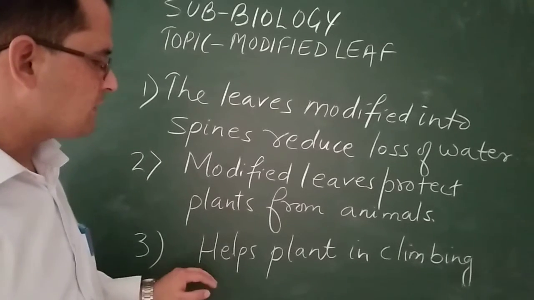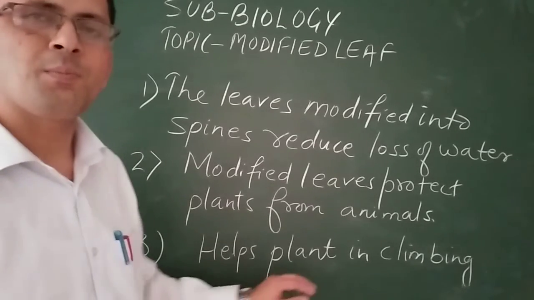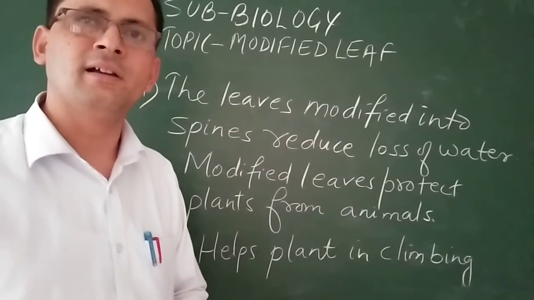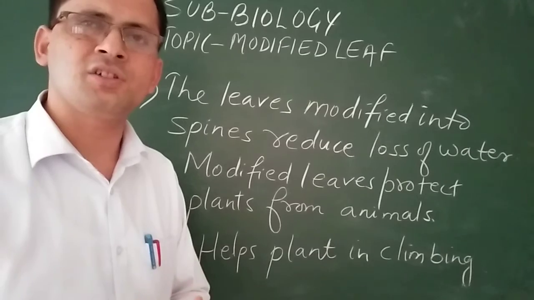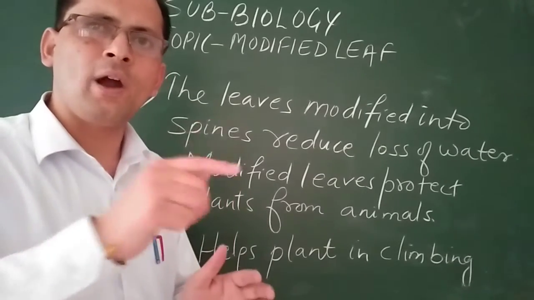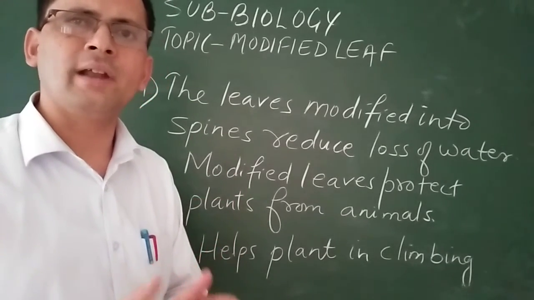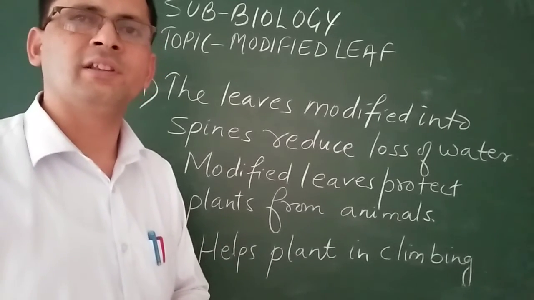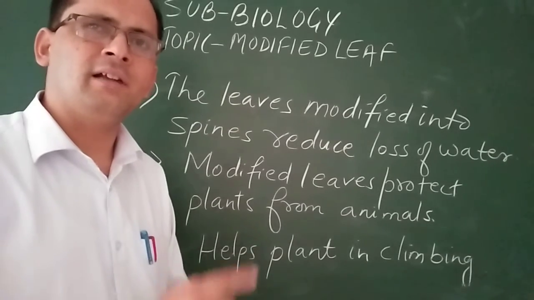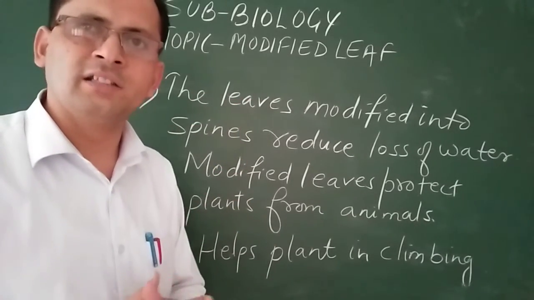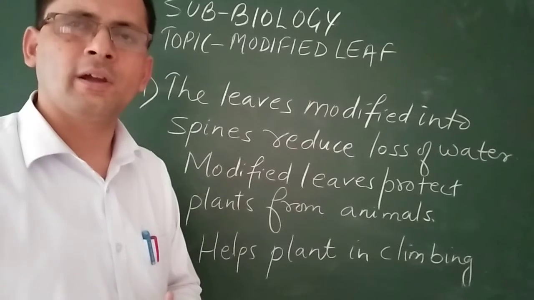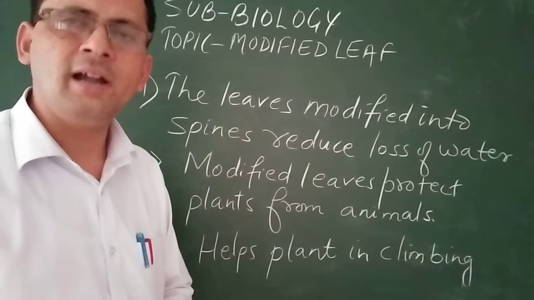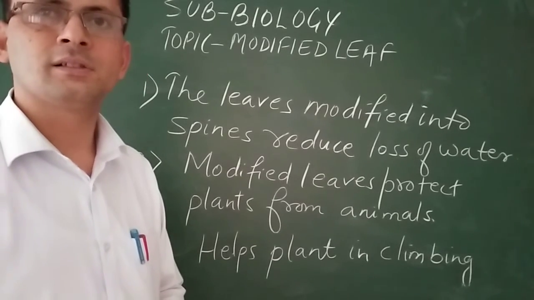And the third point is, these modified leaves help plants in climbing. For this I will give you the example of pea plant. In pea plant you have seen a structure which is spring shaped, which is coiled. This is known as tendril, and tendril helps a plant to climb. With the help of tendril, that particular plant coils on the body of another plant and gets support. So these are the special functions which are performed by the modified leaves in the body of plants.